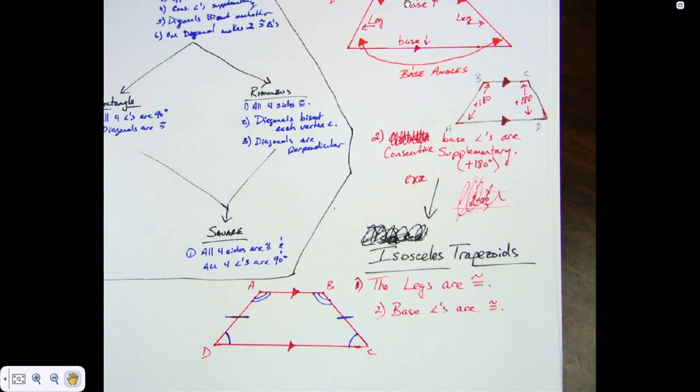Now on a separate sheet of paper, we need to talk about the median of a trapezoid. Do it on the separate sheet, or just somewhere else on your notes.